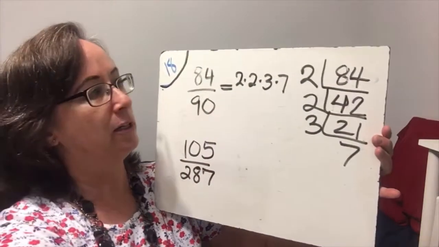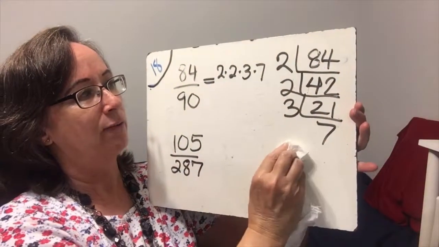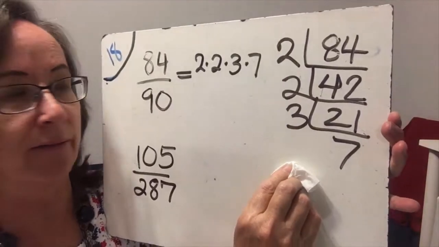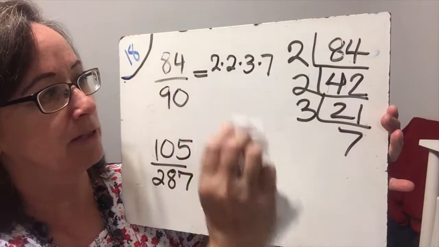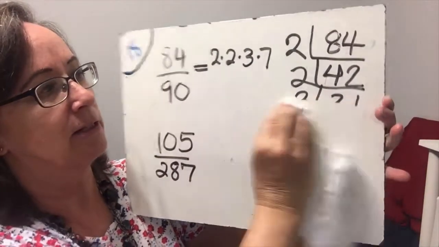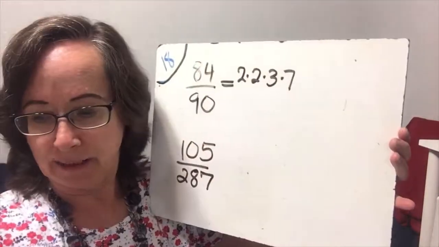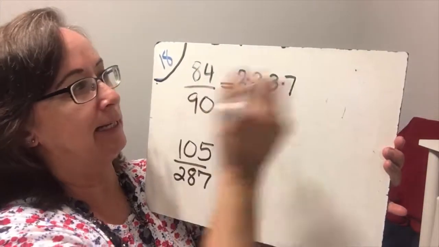And then we're going to take our eraser and give ourselves some more room to write. So everybody see that one before I erase it. I've put the factors up there: 2, 2, 3, 7. So there goes 84. And so now we're going to write 90.